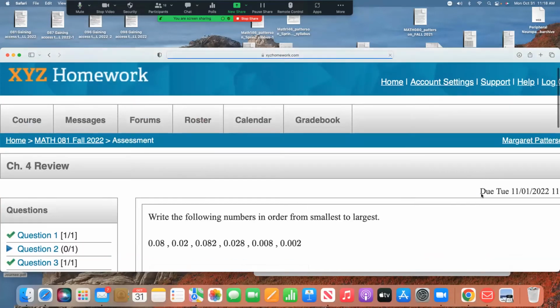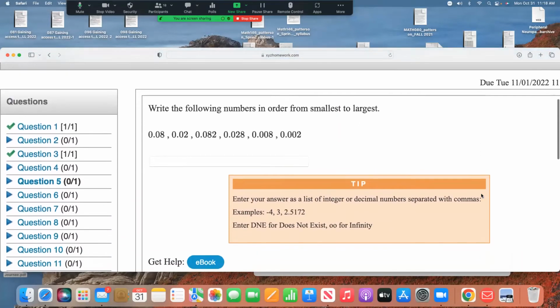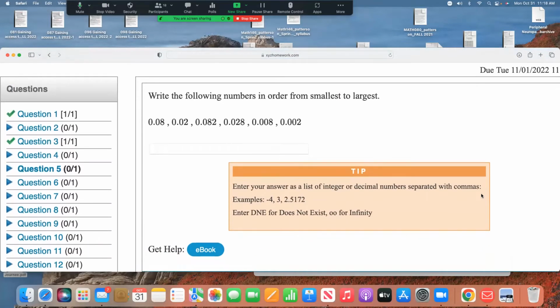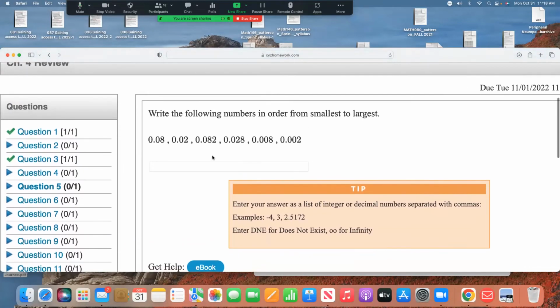Let's try this one. Write the following numbers in order from smallest. Now, probably the easiest way to do this, there are 5 of them. The ones that have 3 numbers after the decimal point are easy to tell. The first 2, I would add a 0 to it, so it's decimal point 080. This would be decimal point 020, so it's 20 and 80. Which one is the smallest?